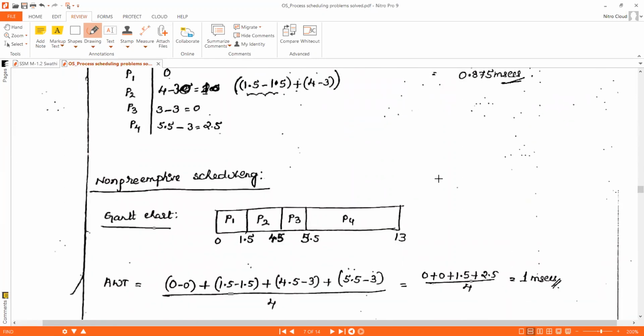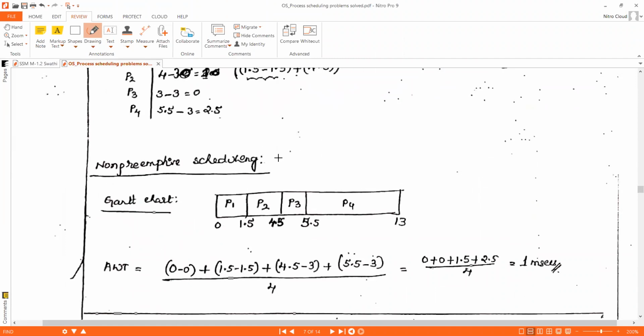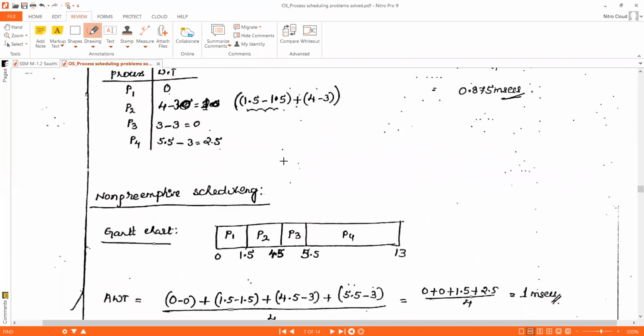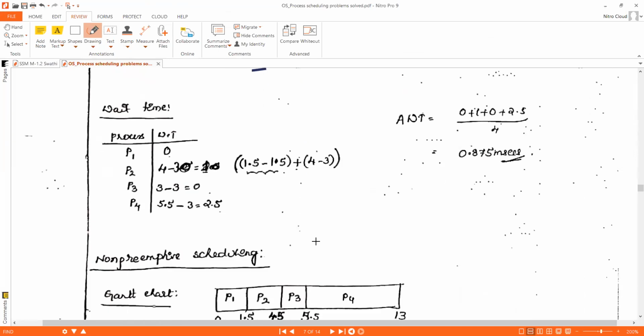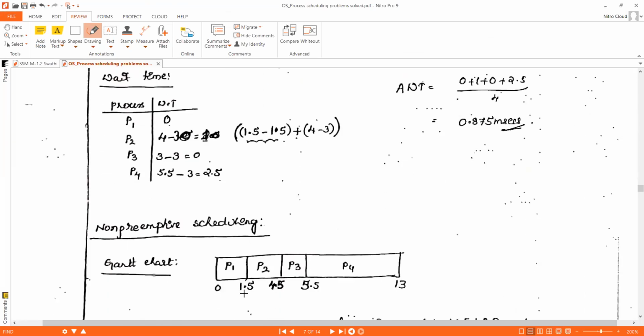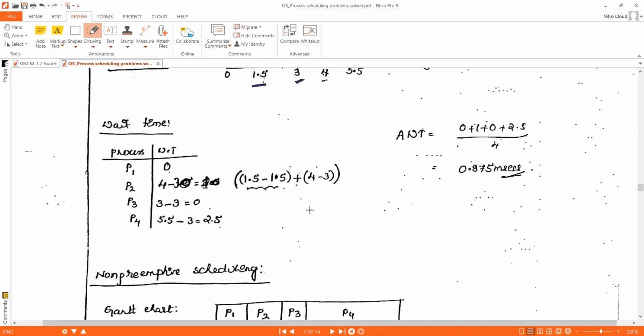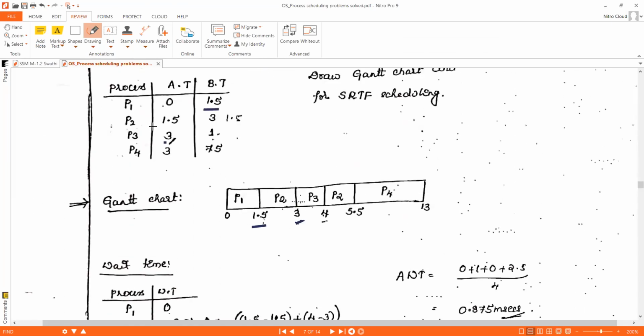Now, if you solve the same problem using non-preemptive scheduling, what will happen? At clock time 0, process 1 will be in the ready queue. The CPU is free, so the CPU will be allotted to process 1. Process 1 will be executed by the CPU for 1.5 milliseconds. At 1.5 milliseconds, process 2 will arrive, and its burst time is 3 milliseconds.